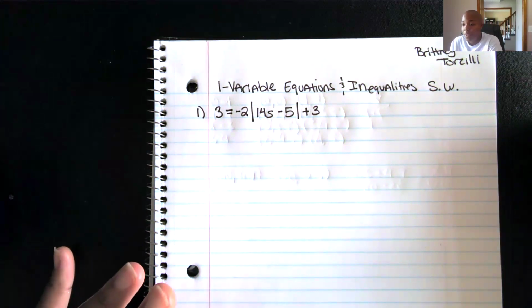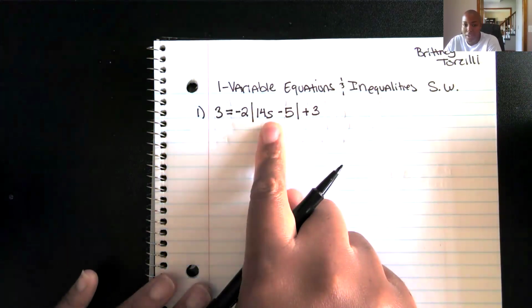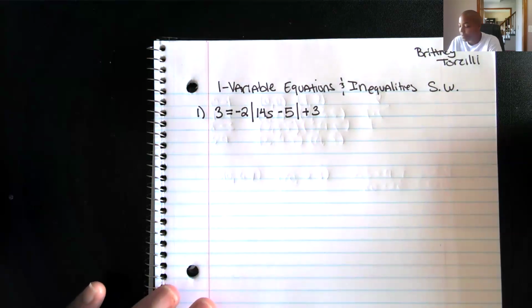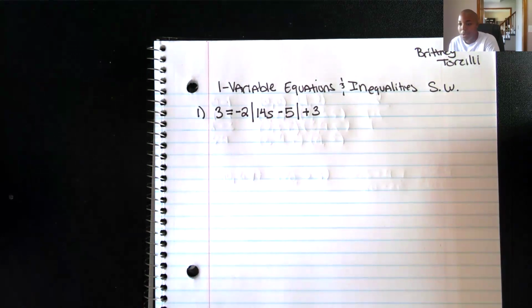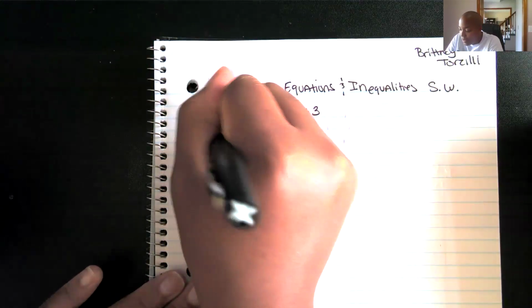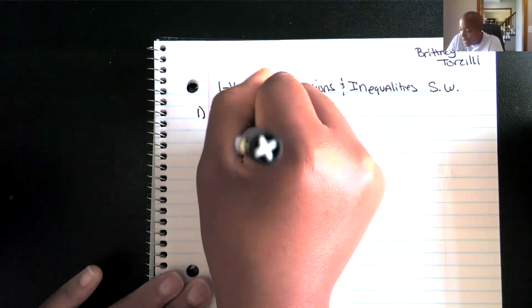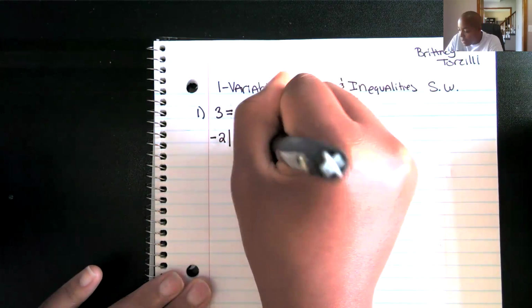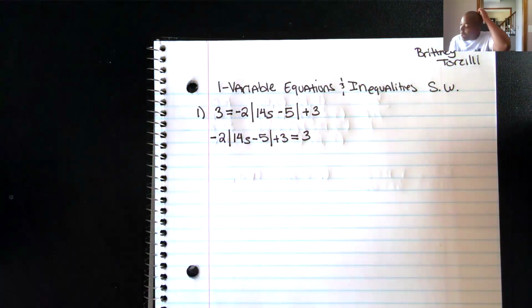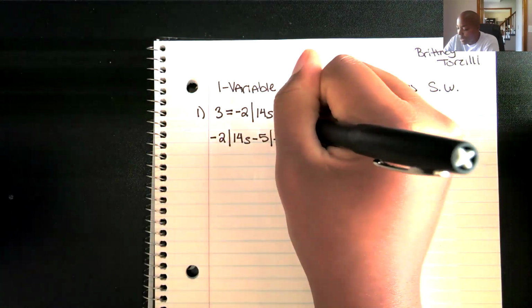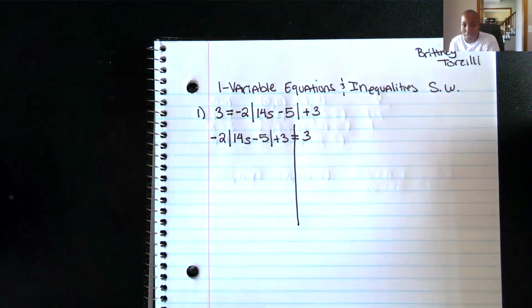Now we have to solve this equation. To solve this equation, we're trying to figure out what s is equal to. I prefer my variable to be on the left side, so I'm just going to rewrite this problem the opposite way. So -2 times the absolute value of 14s minus 5, plus 3 is equal to 3. So now I follow my solving steps to simplify this. Step 1, I'm going to draw a line to separate my left side from my right side. And now I'm going to slowly solve this using my solving steps.